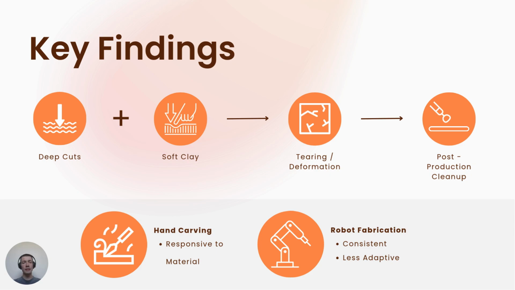Comparing hand and robotic processes reinforced that hand carving is more responsive to these material conditions, allowing for adjustments during the process. Robotic fabrication, while precise, requires careful pre-calibration of parameters to avoid failure during execution. Overall, these findings demonstrate that successful digital fabrication in clay is not only dependent on toolpath accuracy, but also on a strong understanding of material behavior and its limitations. This reinforces the idea that digital craft is a hybrid process where computational control and material sensitivity must be balanced.